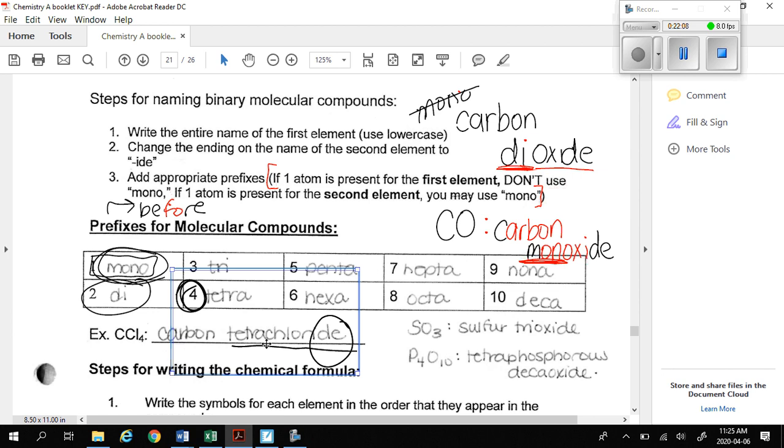Another example, SO3. So again, when you only have one of the first thing, you don't use mono. So sulfur, and 3 of the oxygen, so oxide. 3 is tri, sulfur trioxide. P4O10, ooh, big one. So P4, so now we don't just have one of the first element, we have 4, so we're going to use our prefixes. 4 is tetra, so tetraphosphorus, deca, deca is 10, decaoxide.